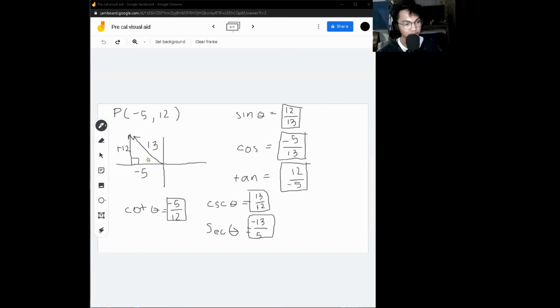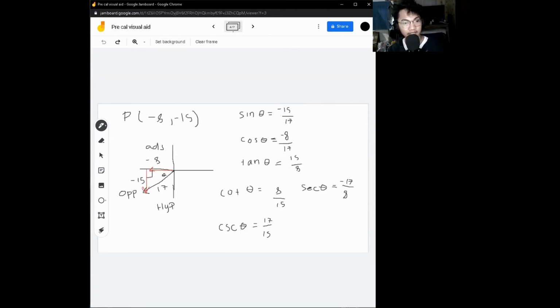Now let's go to another example. Let's say we're given the point negative 8, negative 15. We have to find the value of the six trigonometric functions. So let's plot it again. x is negative 8, so we have to travel 8 units to the left. And y is negative 15.